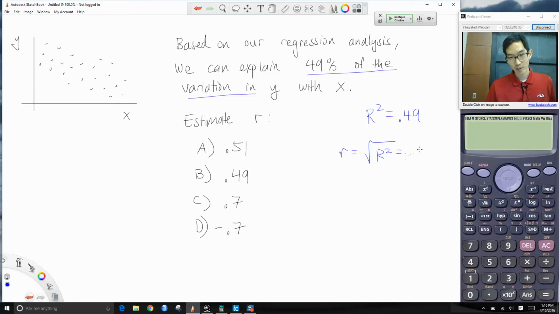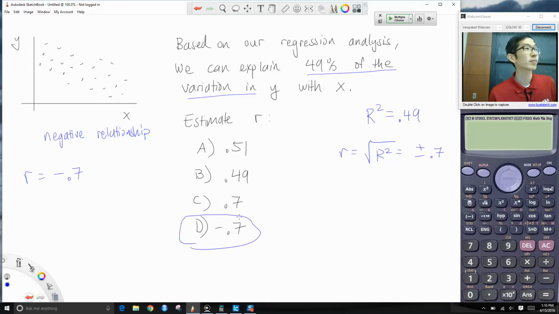And so this could either be plus or minus 0.7, right? So looking at the scatter diagram, we see that we have a negative relationship. So that means r must be negative 0.7. Okay? So yes, the square root of r squared of 0.49 could be plus 0.7 or minus 0.7, but based on the scatter plot, we see there's a negative relationship, and that's why the answer is D, negative 0.7.